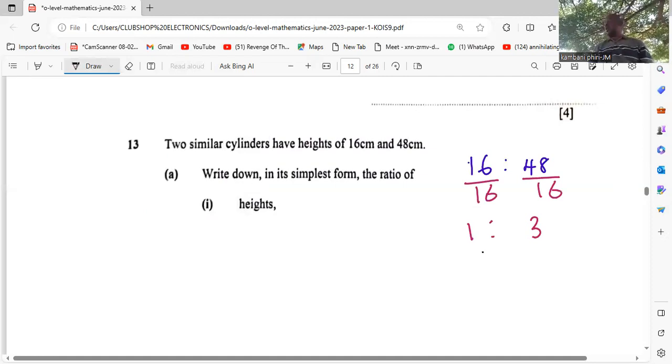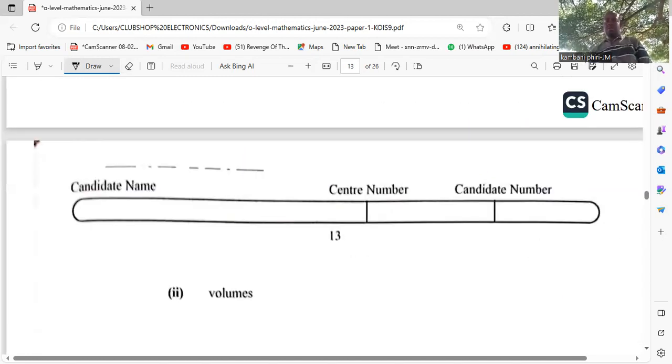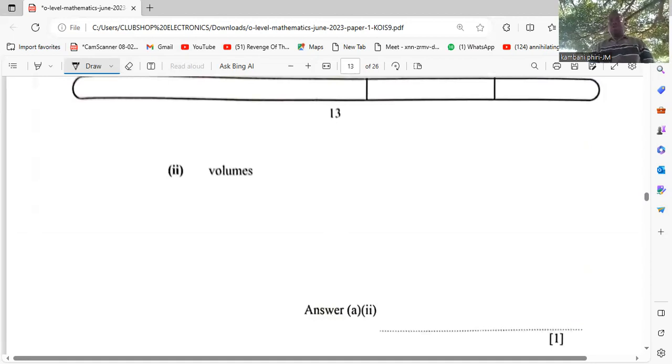Actually, the first question is saying write down the ratio of their heights. The ratio of heights is 1 to 3. This is the simplest. Can't reduce it any further. Right? The ratio of their volume. So you need the actual ratio 1 to 3, but you raise this to the power 3.